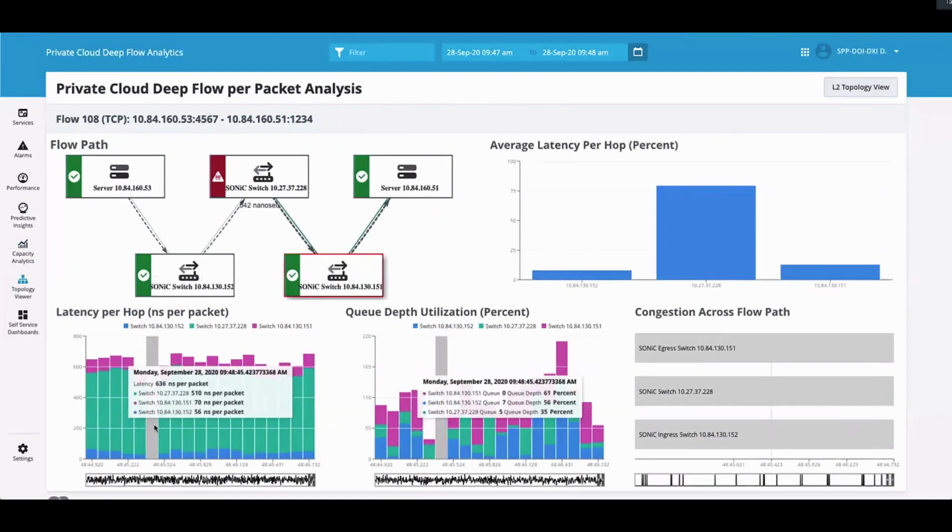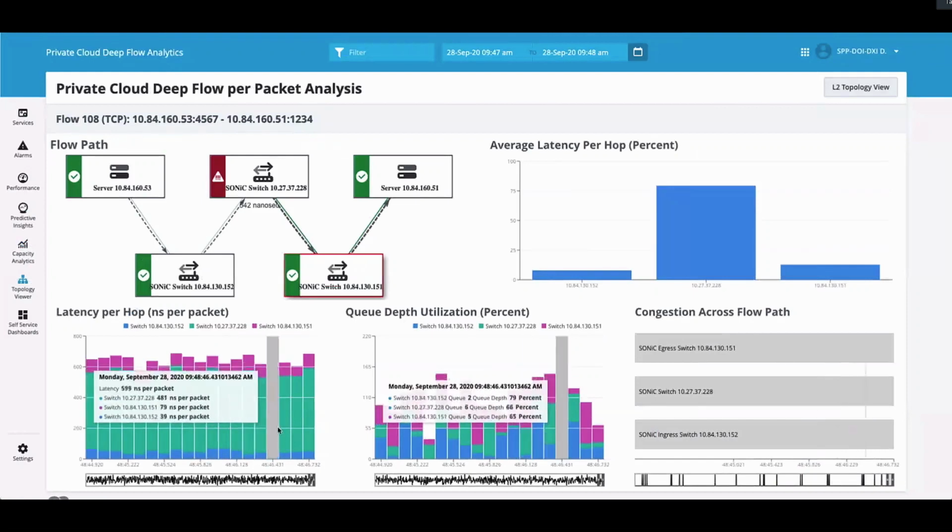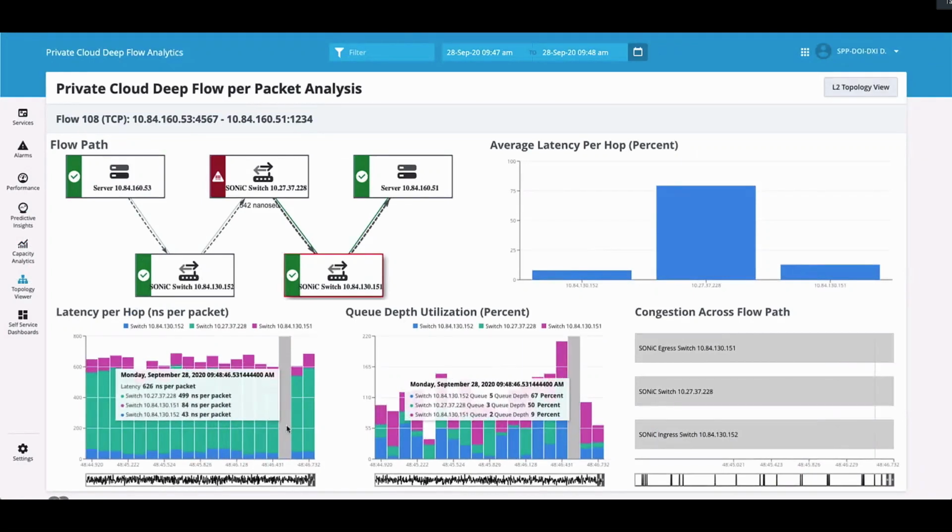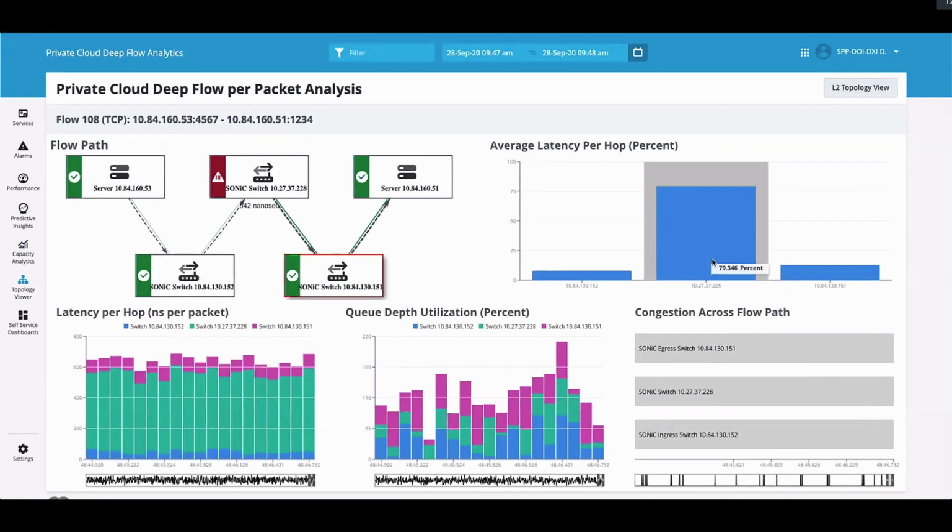Because we timestamp each packet as it crosses our silicon, each bar here shows the time this packet spent at each hop. This is gold to network engineers and architects and helps them immediately pinpoint congestion affecting the application experience, along with proactive SLO and SLA monitoring.